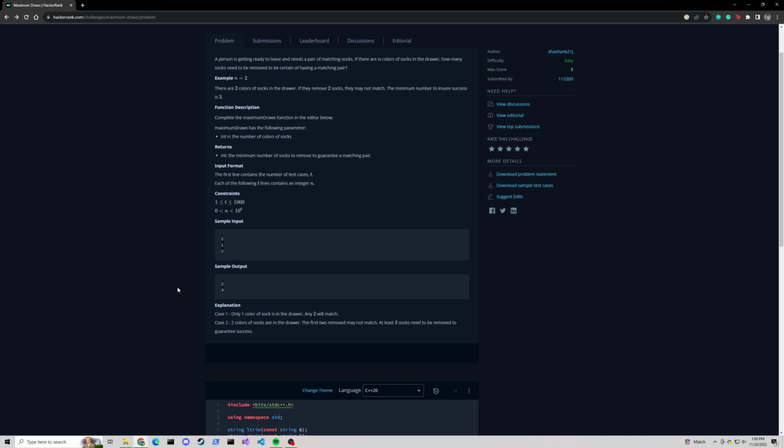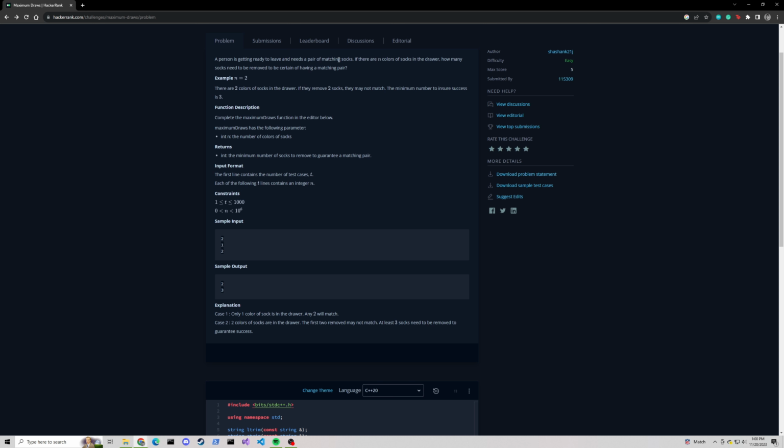So what we have here is called maximum draw. It's the next problem, and you're getting ready to go to work and you need to grab socks. It's very important to be well dressed. You don't want to be a schmuck, right? There's n colors of socks in the drawer, and as always, I'll have the link to the problems in the description as well as my GitHub. How many socks need to be removed so that you have a matching pair? So we have to guarantee a matching pair.